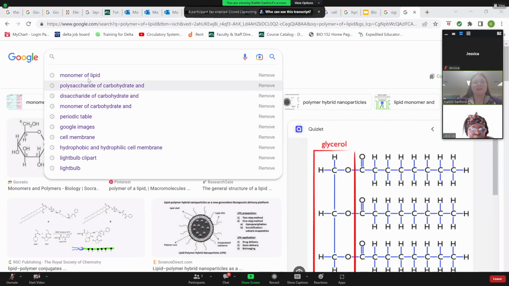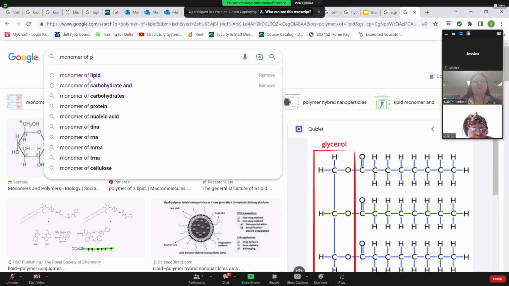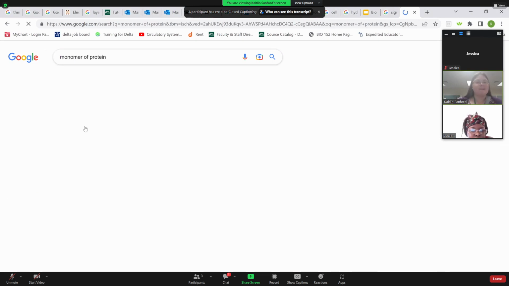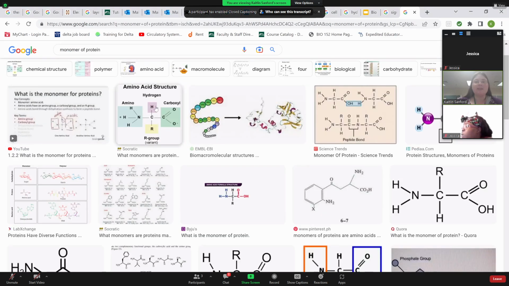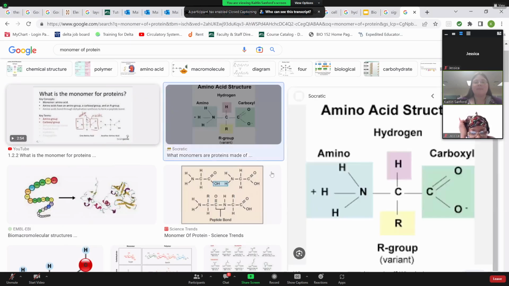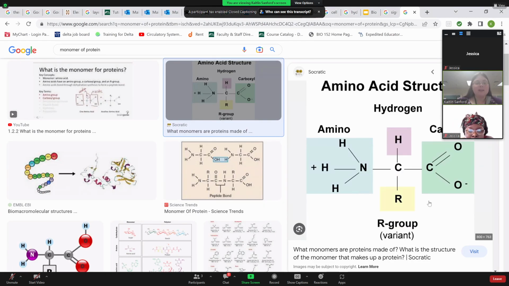Let's take a look at what that looks like. Okay. So we have amino acid, right? Because I remember in the test, it always talks about the R group. You see an R group, a carboxyl group, and an amino group. You know you've got a protein.